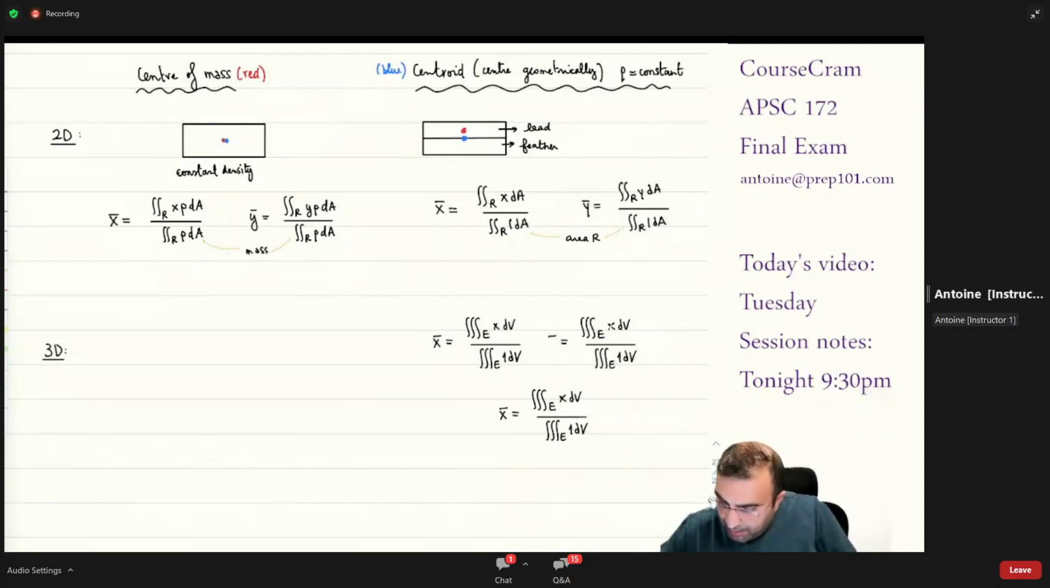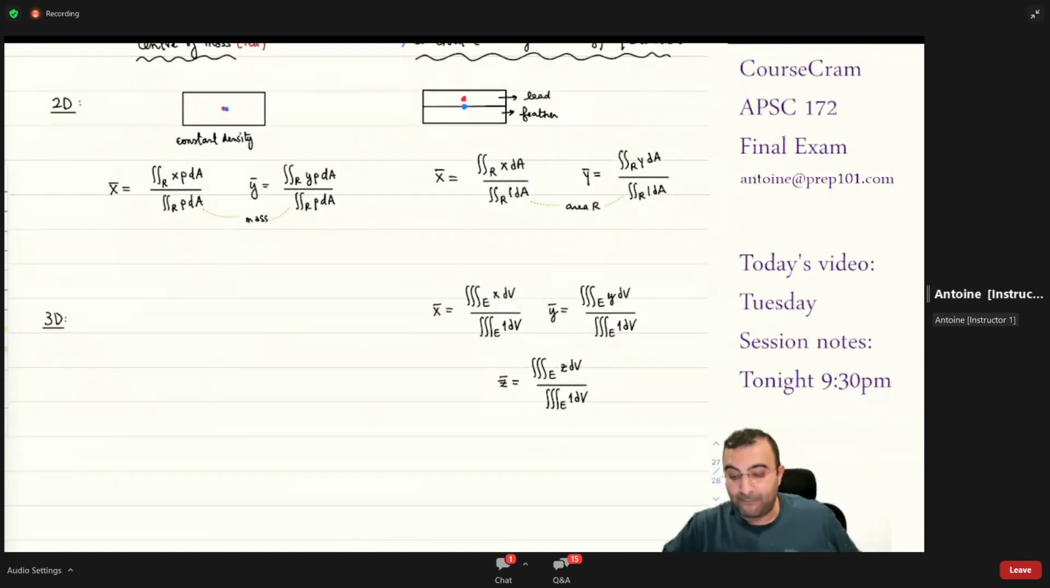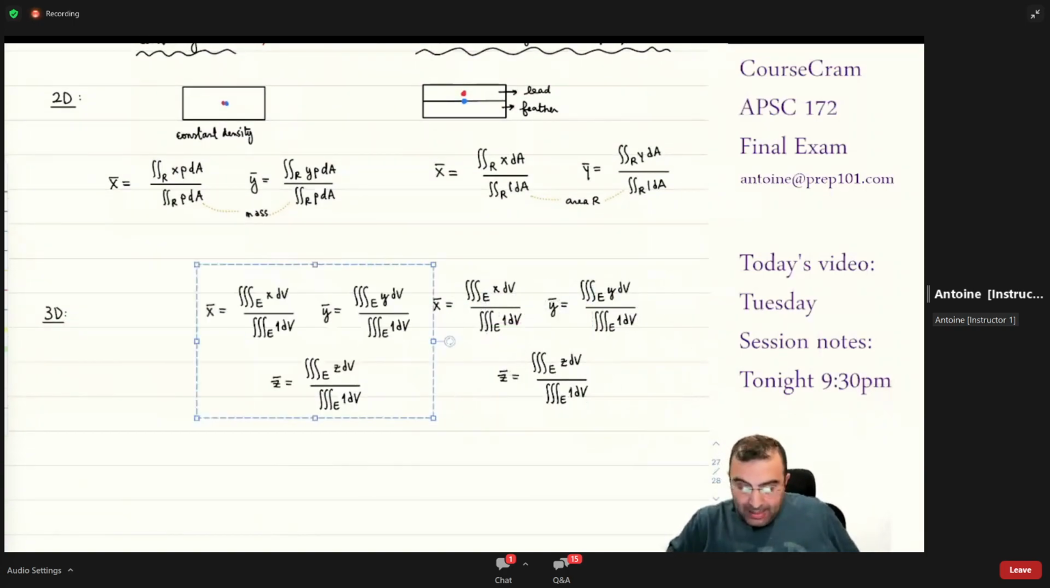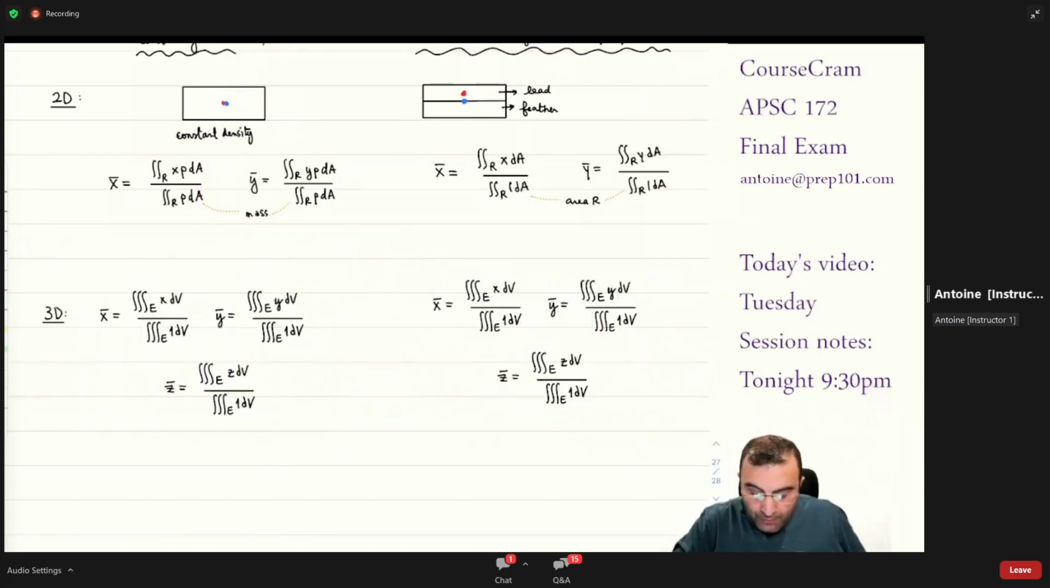So y bar and z bar. y bar would be the triple integral of y dV, and z bar would be the triple integral of z dV. If we were talking center of mass, we would have to divide by the mass, which is rho dV, and we would need a rho in each one of those integrals.